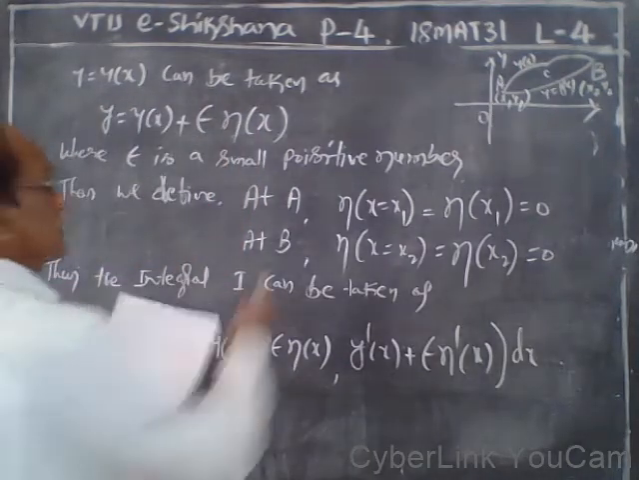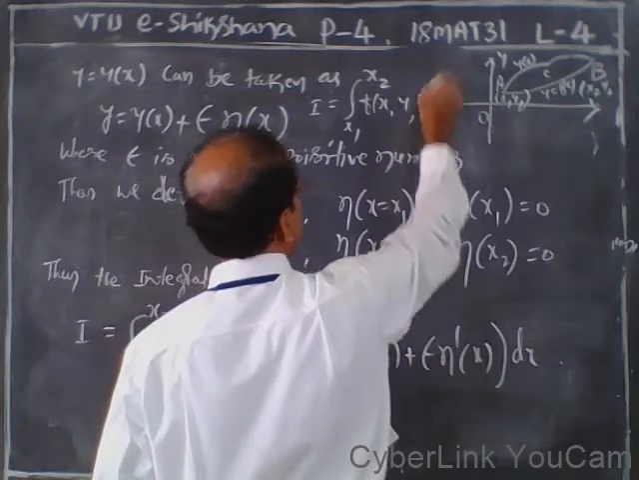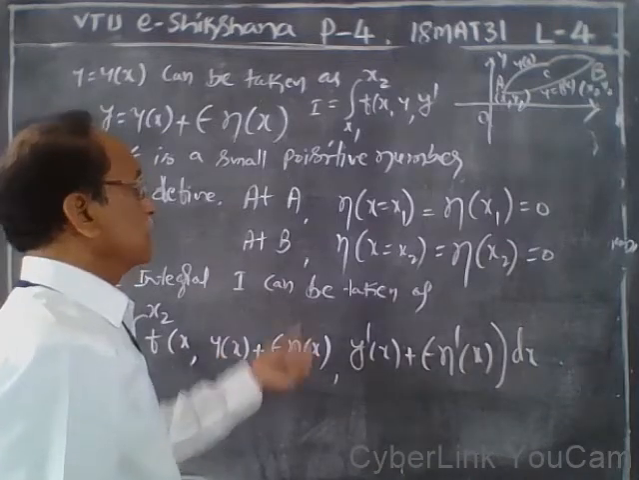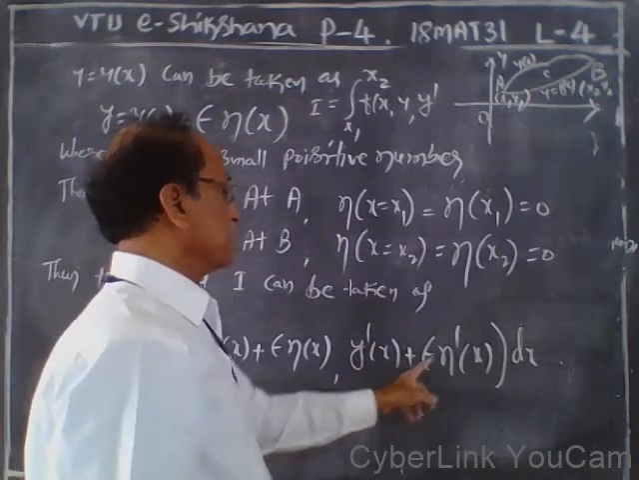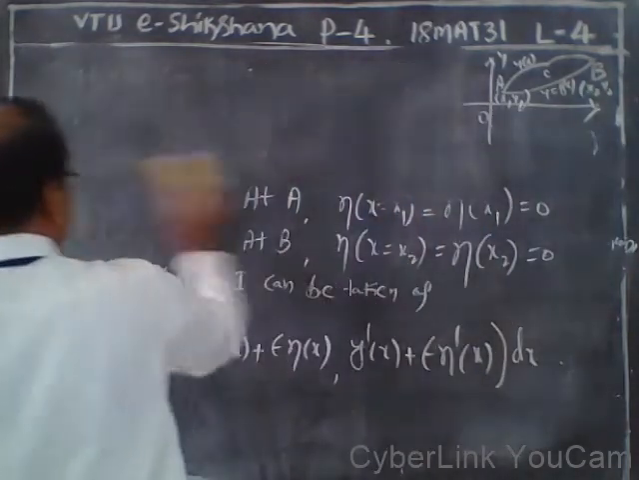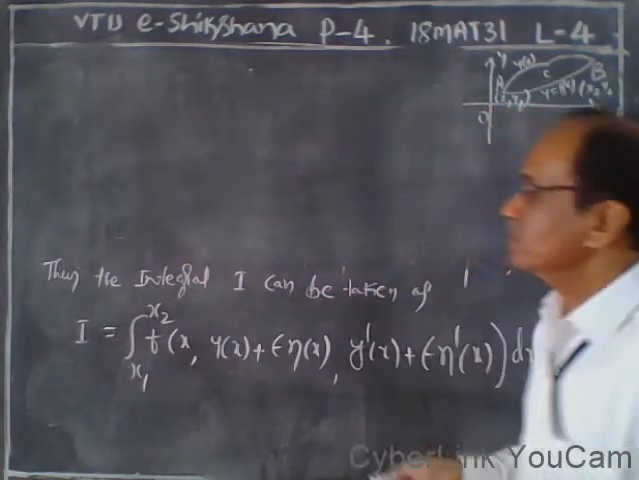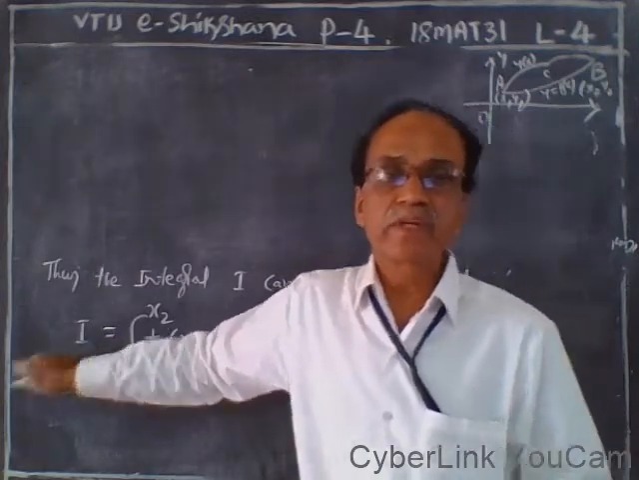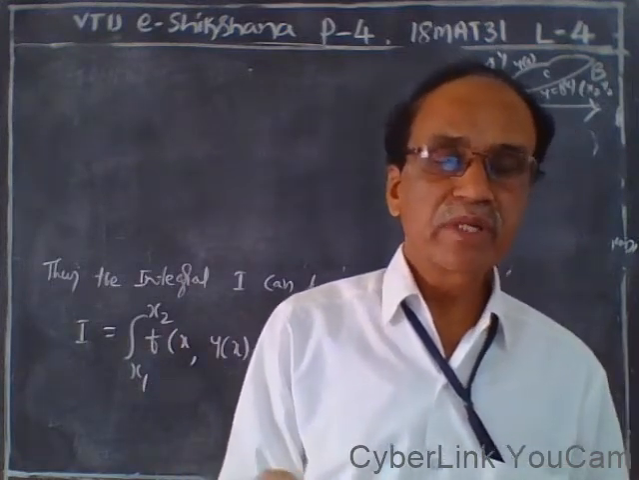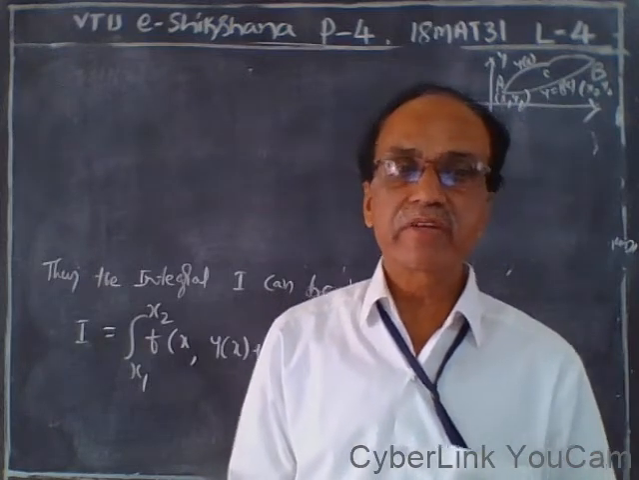The earlier integral was I is equal to x1 to x2 f of x comma y comma y dash. Now y is equal to y of x with the variation, and its derivative will be y dash of x plus epsilon into eta dash of x. Then we need to calculate the value of the integration, that means the function will be maximum or minimum, then we need to differentiate this and we have to equate to 0. As I discussed in the introduction, for a function of single independent variable and function of two independent variables, with respect to the independent variable we have to take the differentiation and then we equate to 0.